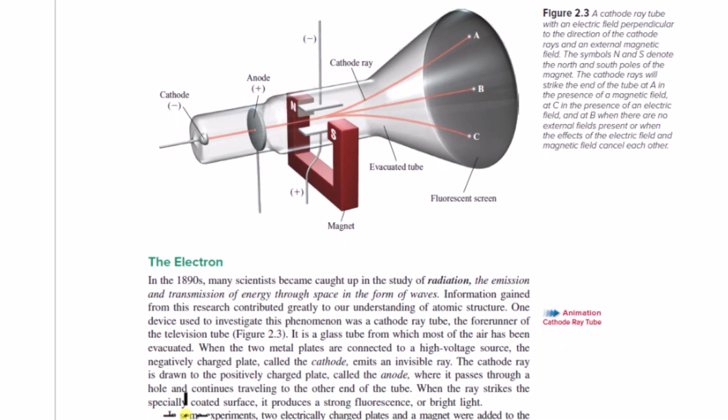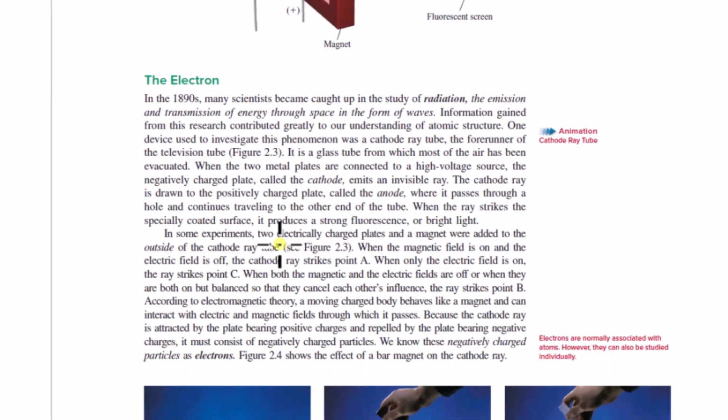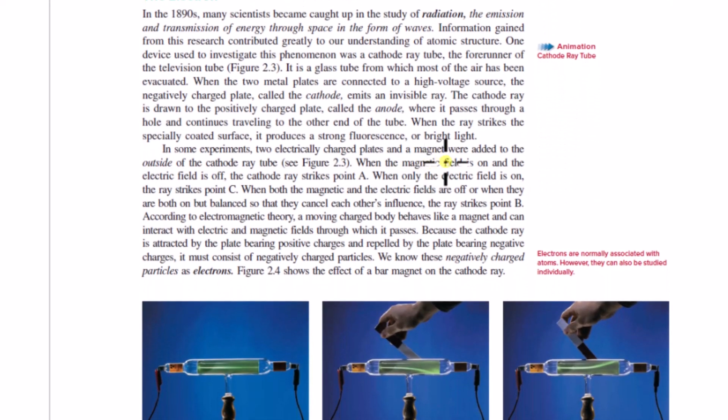Now it says, in some experiments, 2 electrically charged plates and a magnet were added to the outside of the cathode ray tube. When the magnetic field is on and the electric field is off, the cathode ray strikes point A. When the electric field is on, the ray strikes point C. When both the magnetic and the electric fields are off, or when they are both on but balanced so that they cancel each other's influence, the ray strikes point B.